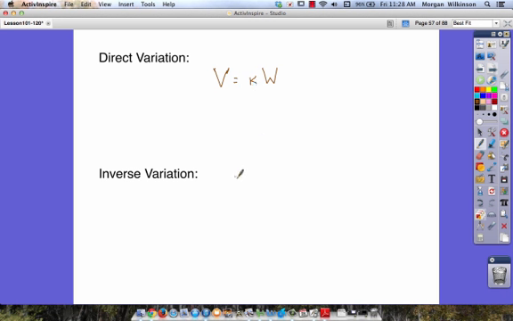For inverse variation, as one goes up, the other goes down, it's going to be V equals K divided by W. We like to use a lowercase k because it tells us that it's a constant that we need to solve for. Now looking at these with pictures, direct variation could mean as one goes up, the other goes up, or as one goes down, the other goes down. Inverse variation means as one goes up, the other goes down, or as one goes down, the other goes up. So we've got these relationships to help us solve.